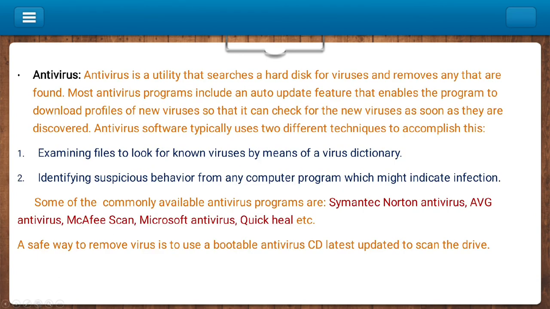Now another utility software that we have, the most common one, is the antivirus. I'm sure that all of you know what an antivirus is, right? Let me just go through that. Antivirus is a utility that searches a hard disk for viruses and removes any that are found. Most antivirus programs include an auto-update feature that enables the program to download profiles of new viruses so that it can check for the new viruses as soon as they are discovered.